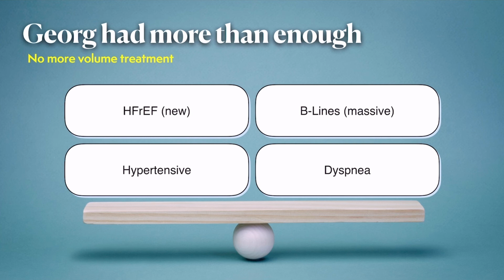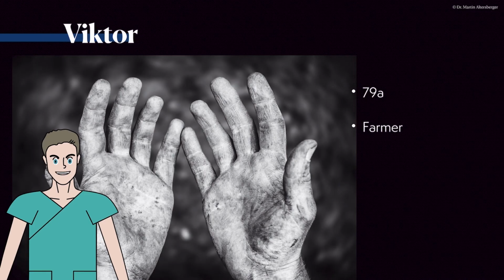Of course, George has to find his way to a specialized cardiological workup, but in the initial, critical state, George needed a quick diagnosis because this was a potentially life-threatening pathology. Going to another patient, it's Victor. Victor is 79 years old and he's a farmer.